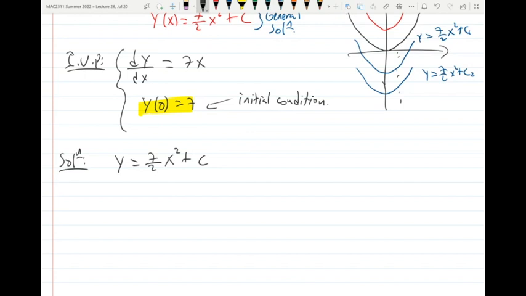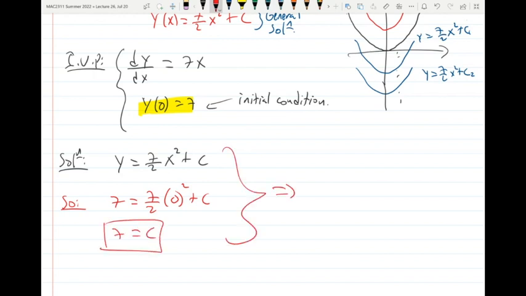So this is the solution, and now what do we know? We know that when x is 0, y is 7. So y is 7 when x is 0. And from here it follows that c must be 7. So then this tells me that y of x equals 7/2 x squared plus 7 is the solution.